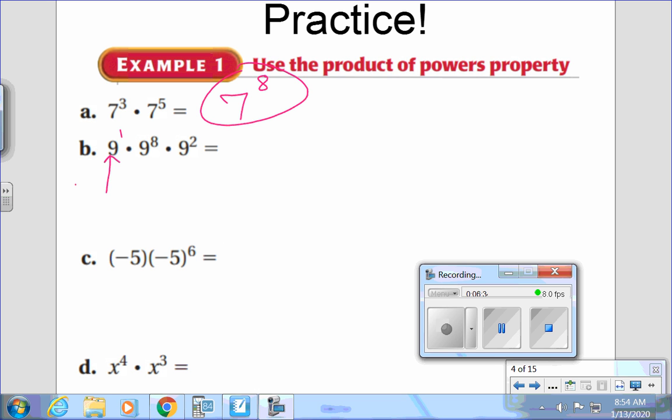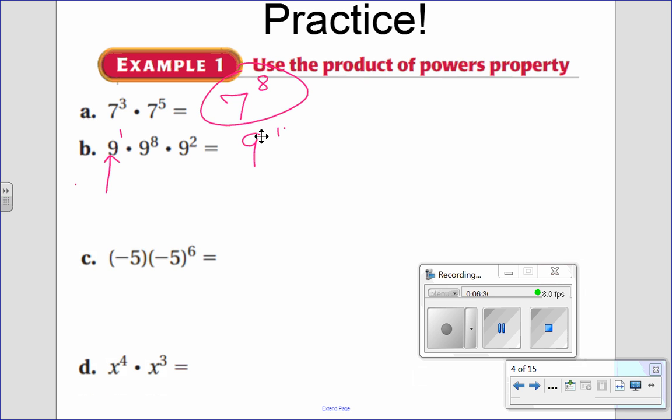All right, so we'll be 9 to the 11th because you'll do 1 plus 8 plus 2. Everybody okay with that one? Yes. Good? Okay. On this one, I think we have the same exact concept happening. What's the power of this negative 5? A 1. So what do we think the answer will be? Negative 5 to the 7th. Very good.